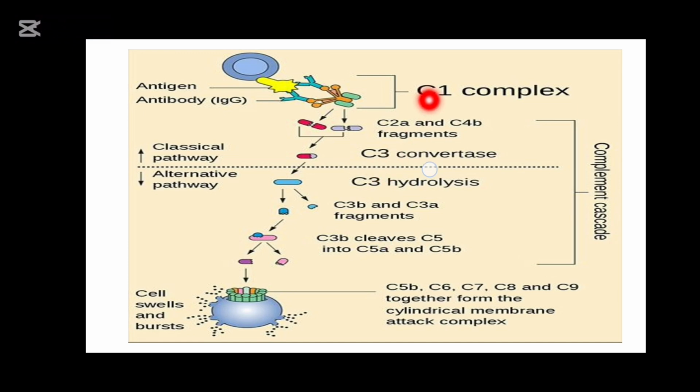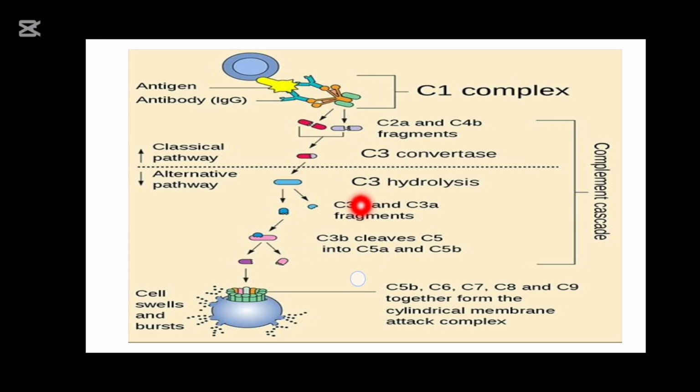What happens when C1 gets to be activated? Once activated, it forms C2a and C4. These C2 and C4, we said, are specific fragments that have been made, and they combine to form what we call C3 convertase. Remember, this is in the classical pathway.